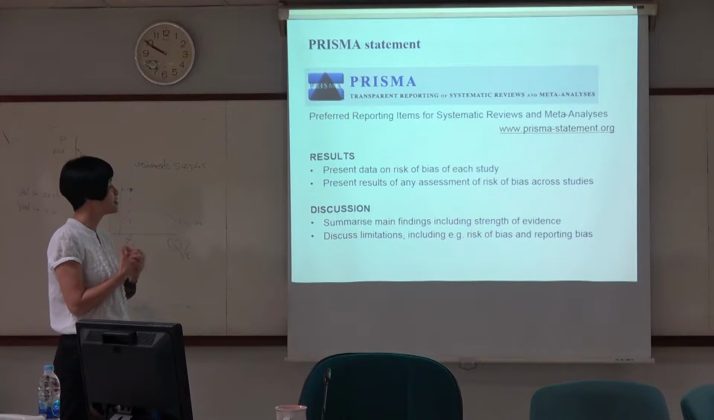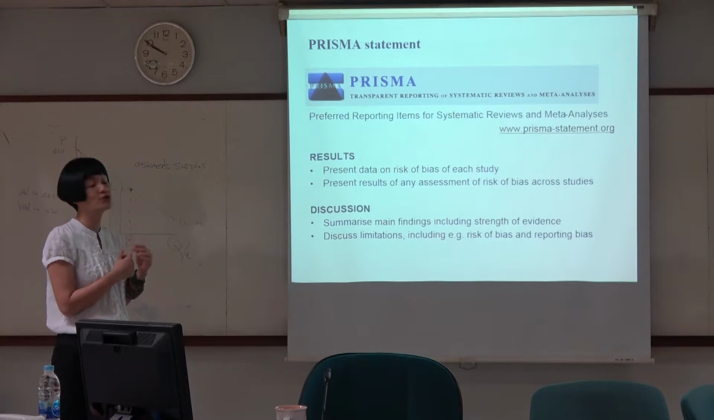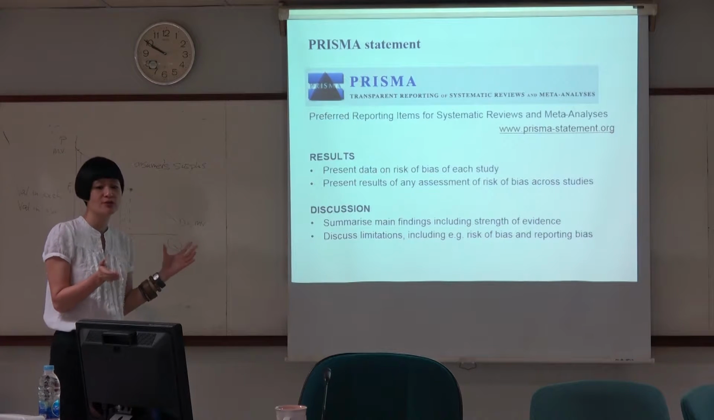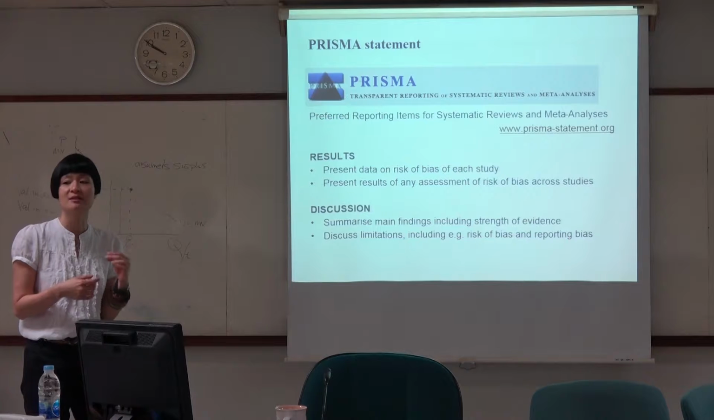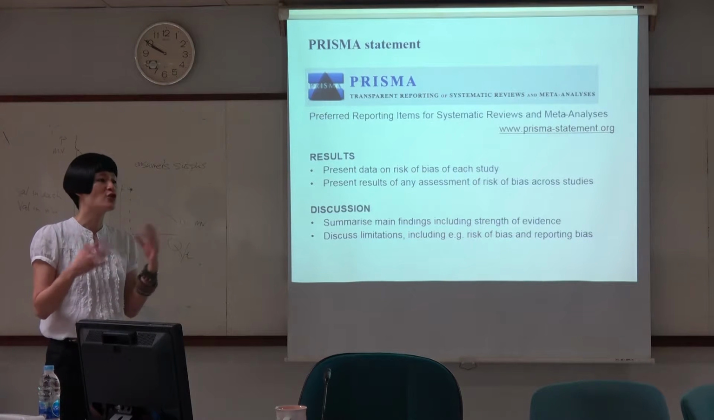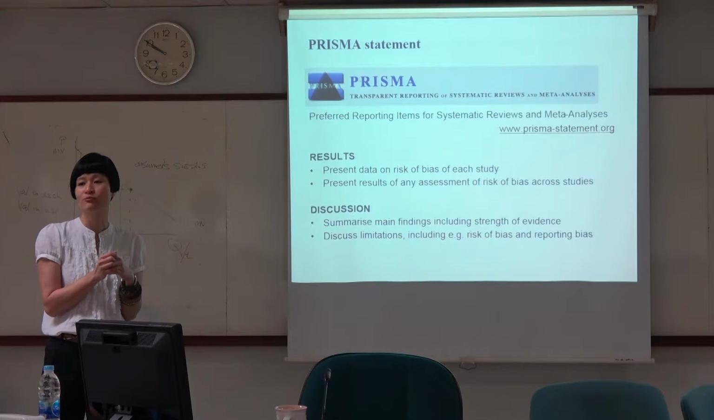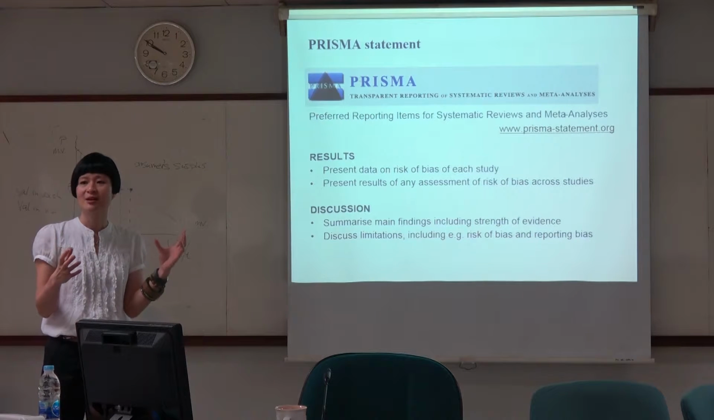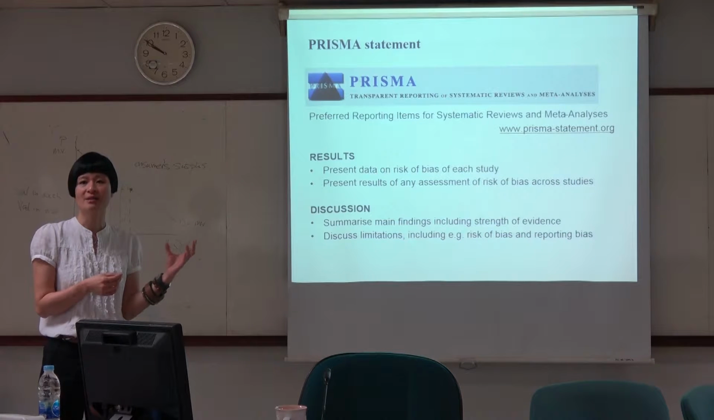And finally, in the discussion of your systematic review, you need to summarize the main findings, including the strength of evidence. So you may conclude that there is a statistically significant treatment effect, an odds ratio of 0.8 for risk reduction. But what evidence did you use to generate this estimate?